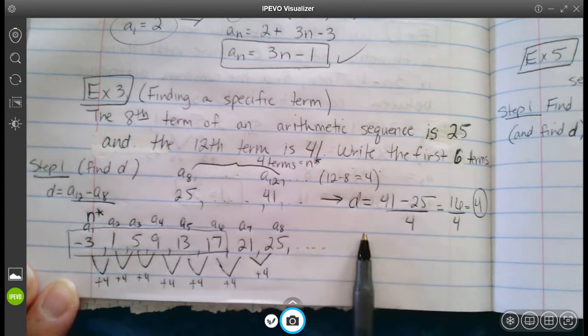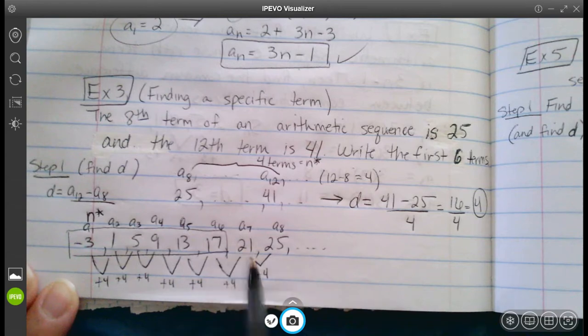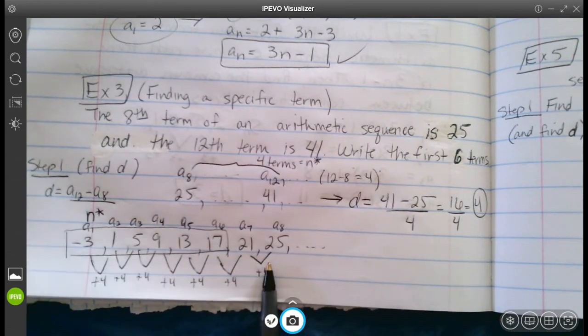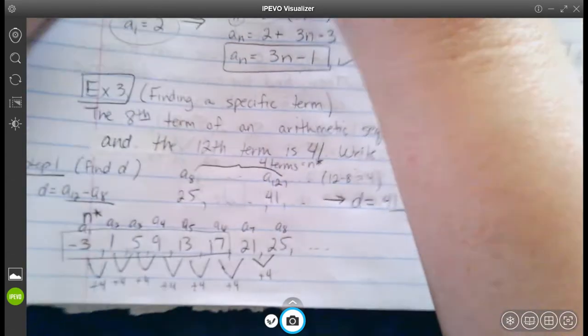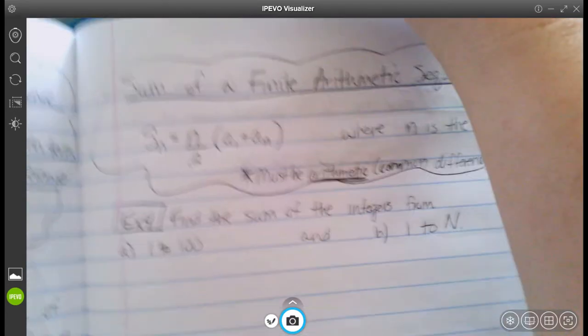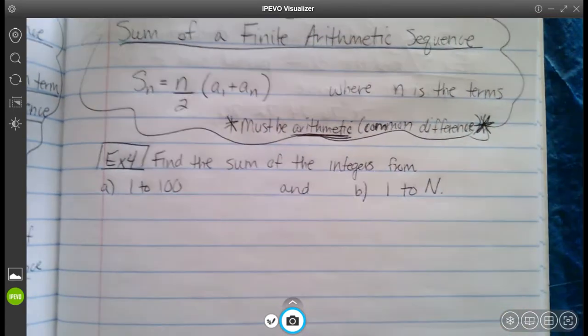And again, you can also find the formula and just plug it in and then do each one. But in this particular example, this was just the faster route to go, okay? Let's look at another part of this unit. We have the sum of a finite arithmetic sequence.